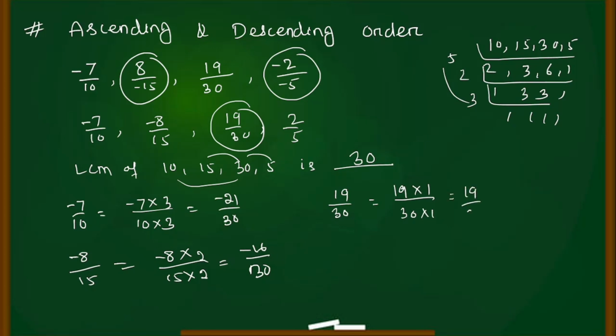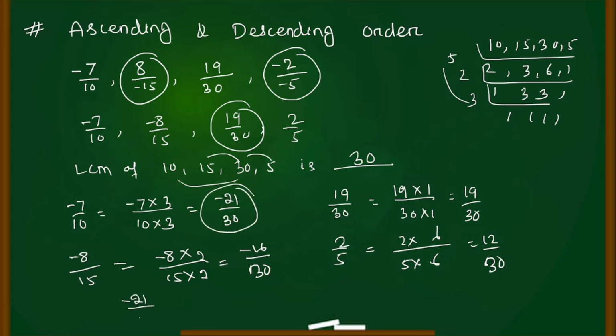That is 19 by 30. And the last one is 2 by 5, that is 2 into 6 and 5 into 6, that is 12 by 30. Okay, so tell me which one is ascending. First we write the smallest, that is minus 21 by 30, then minus 16 by 30, then 12 by 30, then 19 by 30. Okay, this is the arrangement in ascending order.